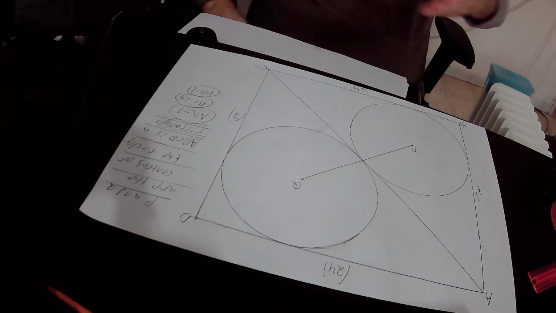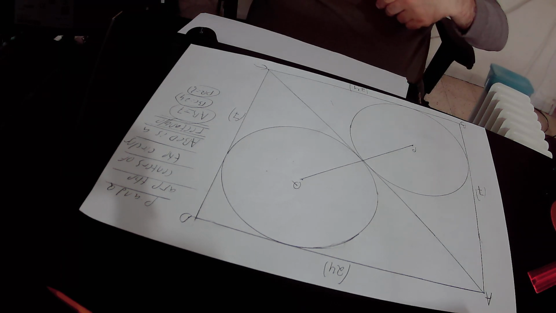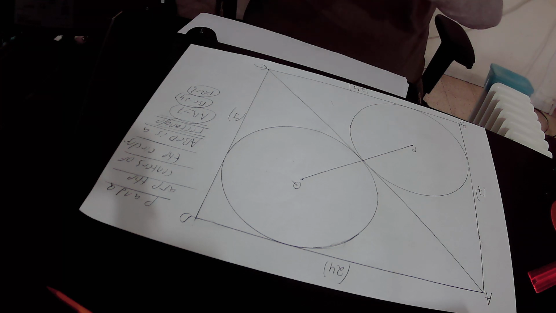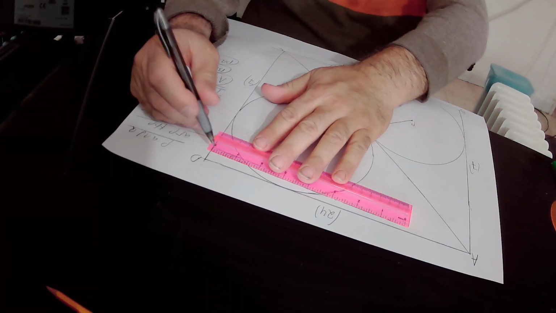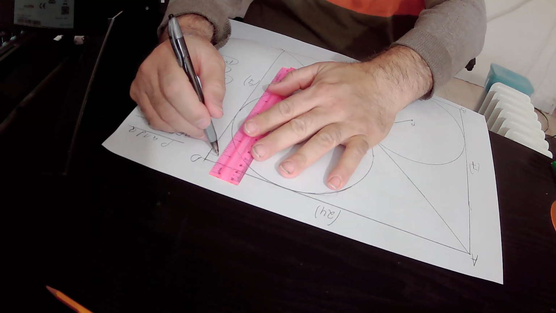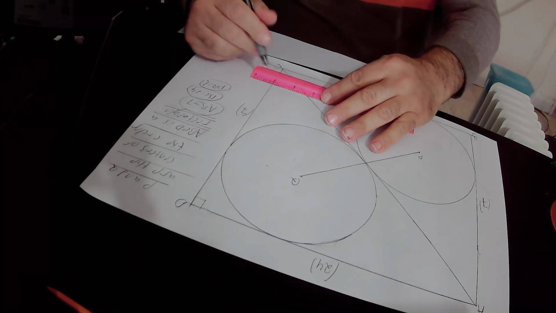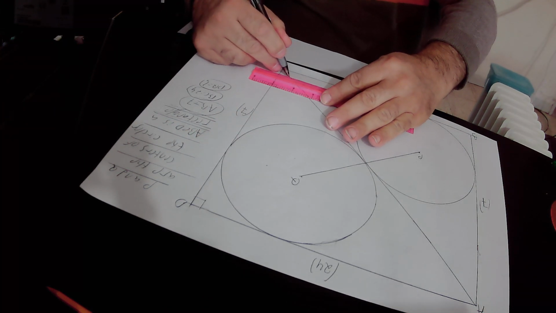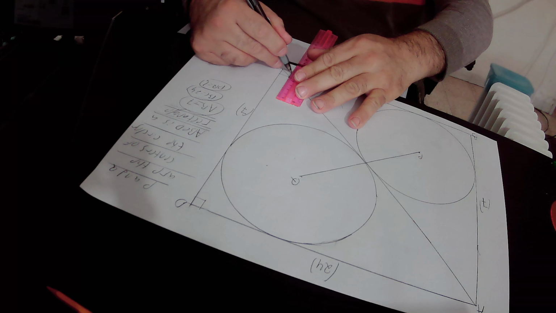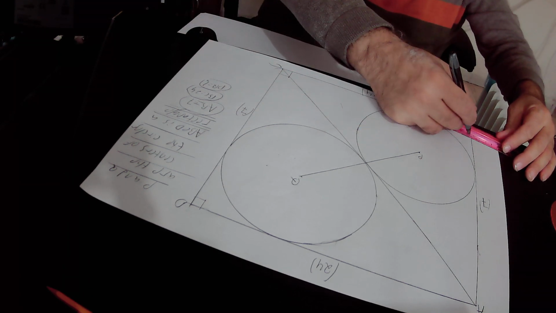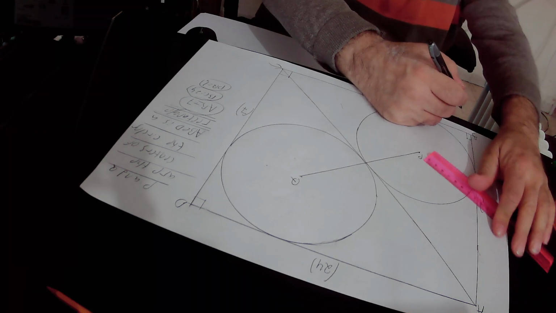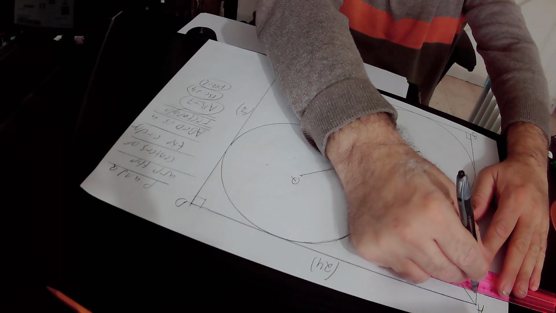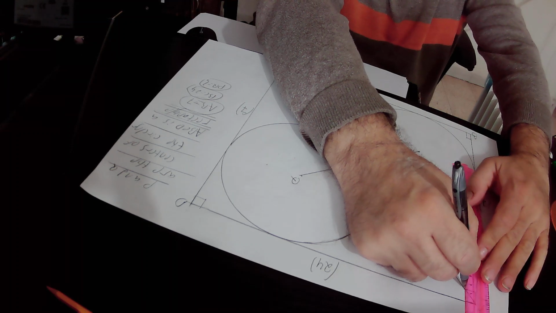Because ABCD is a rectangle, it means that all the four angles inside the rectangle must be a right angle, so this angle equals 90 degrees. This angle equals 90 degrees. This angle also equals 90 degrees. And finally, this angle is also equal to 90 degrees in its size.